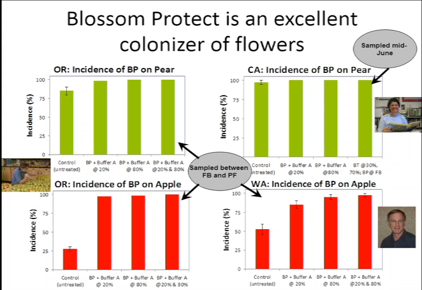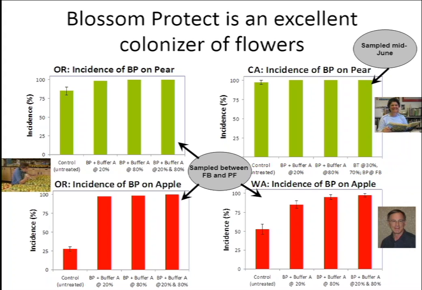You can see that the green bars are pears, the red bars are apples, and on the left-hand side that's Corvallis, and on the right-hand side that's Rachel's pears in California, and Tim's apples in Wenatchee. And you can see just how the one treatment of Blossom Protect is basically giving us a very high level of colonization of all the flowers in the orchard.